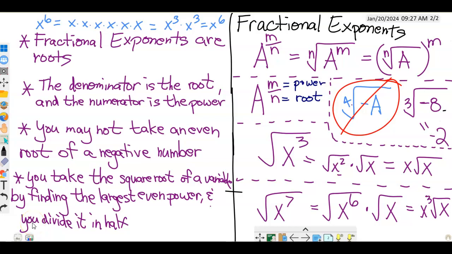Okay, Algebra 1 students, in this video, we are going to finish our lesson on fractional exponents by going over some notes to your future forgetful selves.